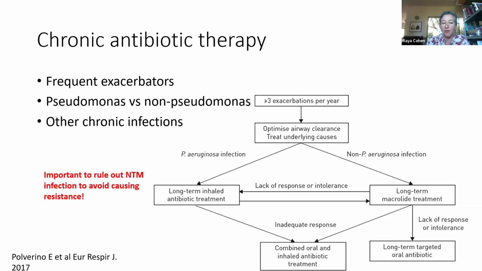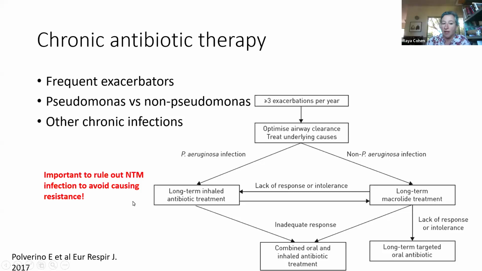Here we have a diagram taken from the European guidelines from 2017. For patients with 3 or more exacerbations per year, we should start thinking about chronic antibiotic treatment, of course, after optimizing all the other treatments, airway clearance, and underlying causes. In these guidelines, if a patient has chronic Pseudomonas infection, we would go for long-term inhaled antibiotic, and if they don't, we would go for long-term macrolide antibiotic treatment, and we can switch between those treatments or combine them in case that it's not enough.